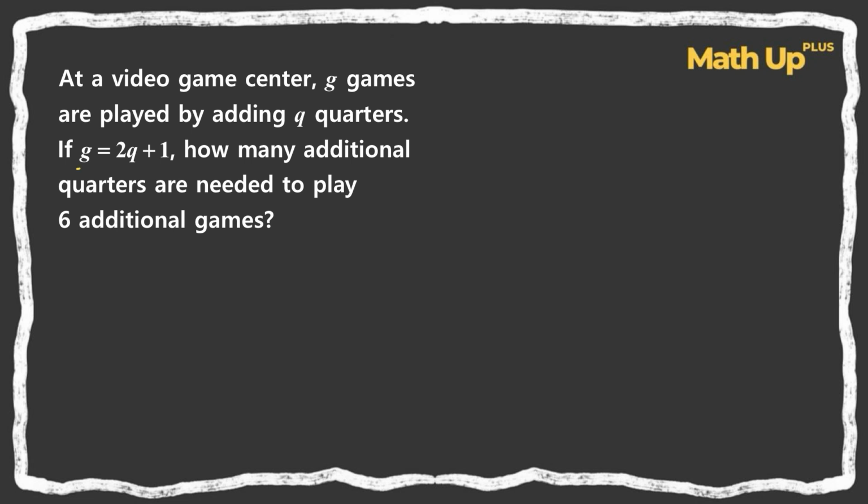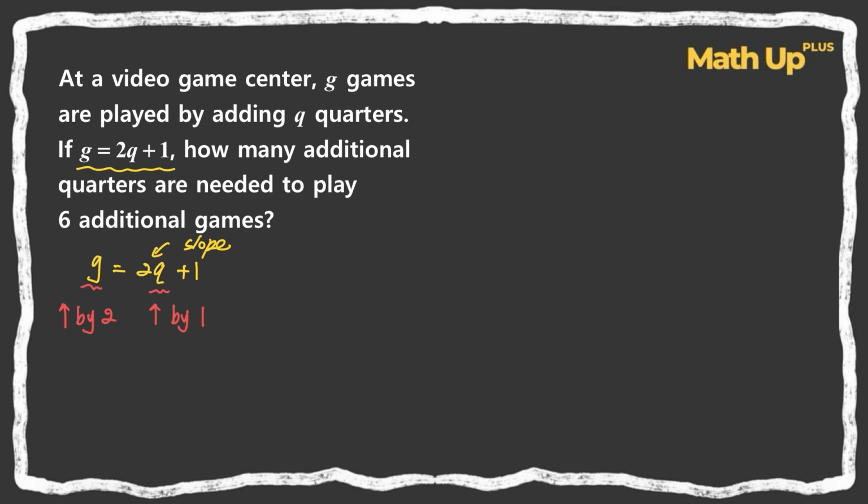Here we have linear function G is equal to 2Q plus 1, and 2 is our slope, right? So we know that as Q increases by 1, G increases by 2. That's what slope means, right?